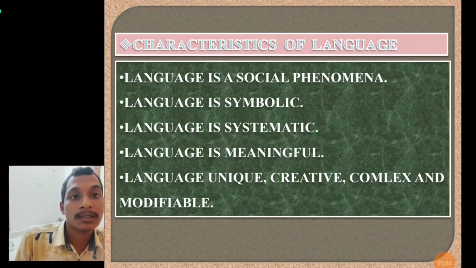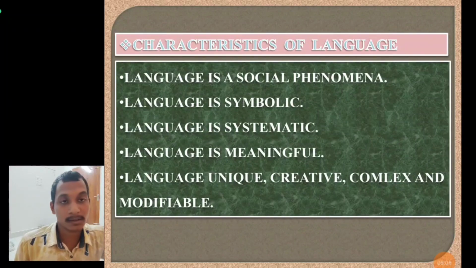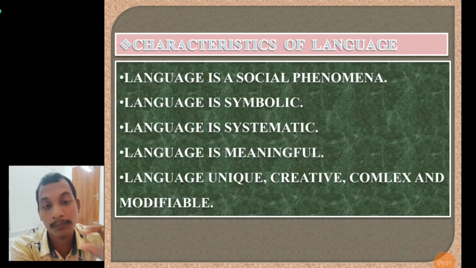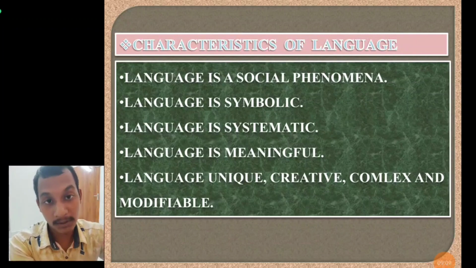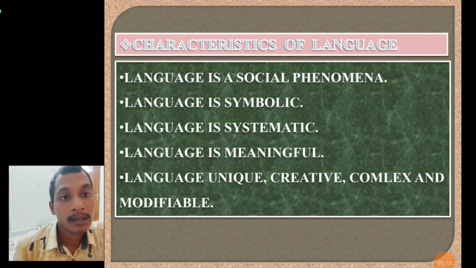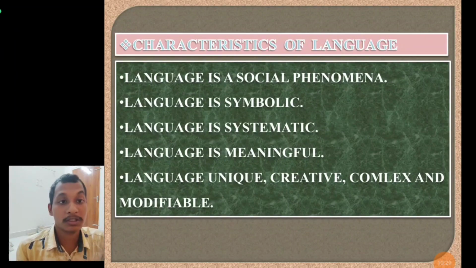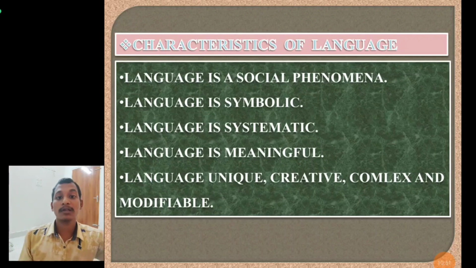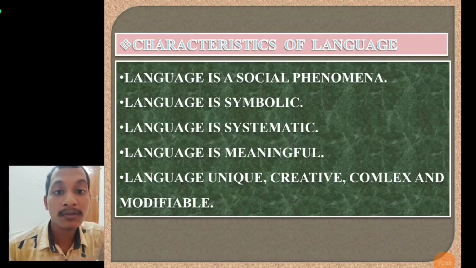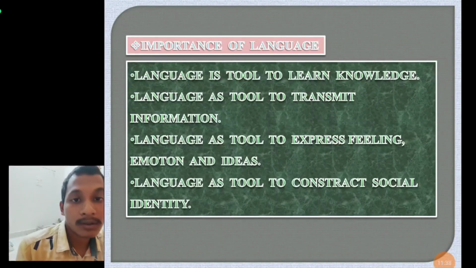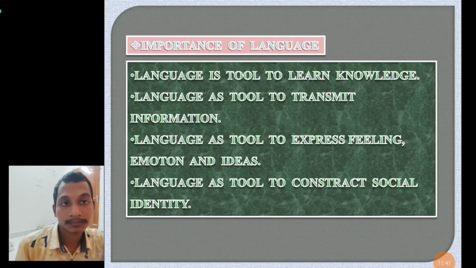Characteristics of language. Language is a social phenomenon. We know this is a social phenomenon. Language is symbolic. It might be a simple code that can show an individual thing. Language is systematic. Language is meaningful. Language is unique, creative, complex and modifiable. There are thousands of languages we can see in the world, so every language is unique, and that is creative. It's complex.